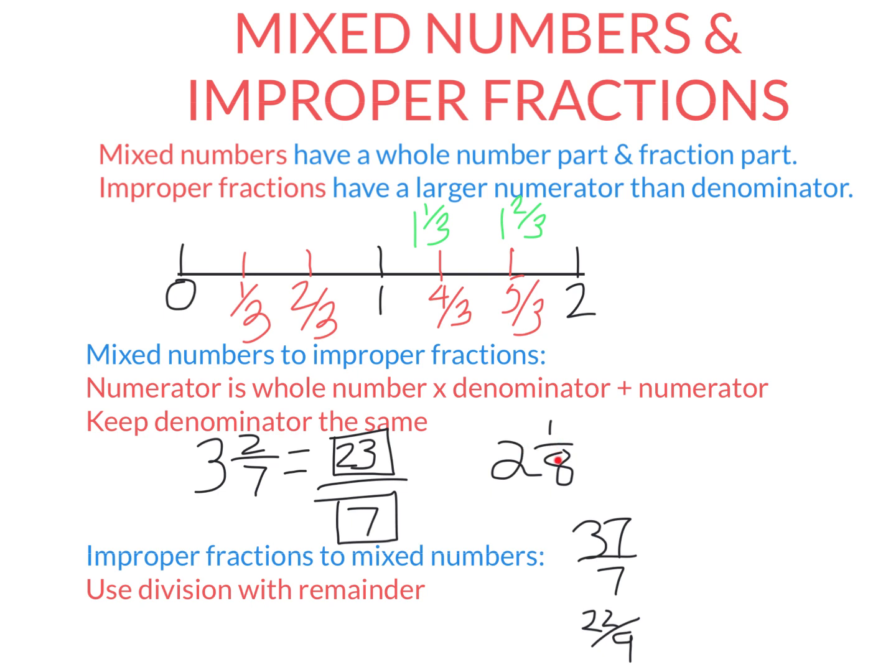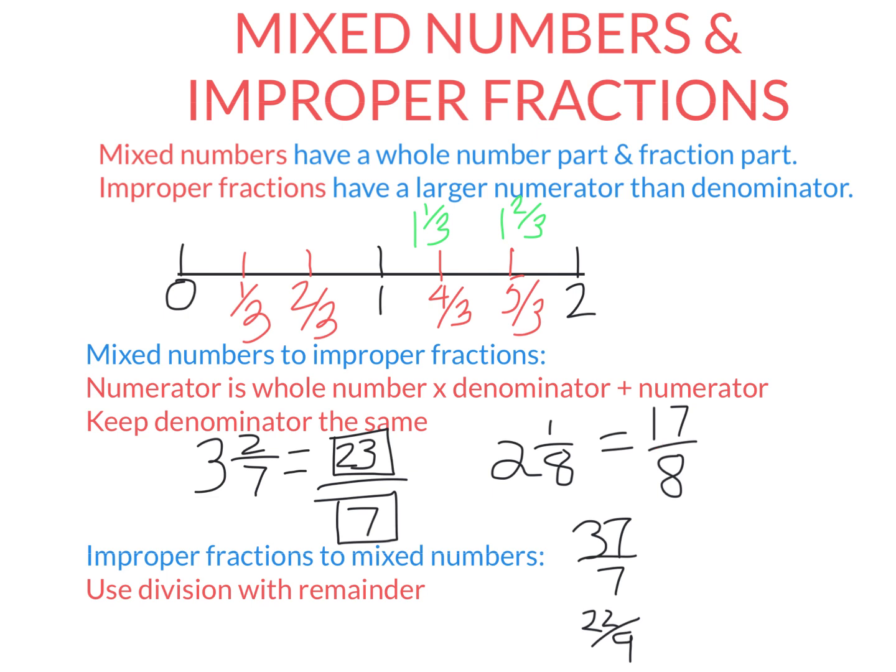So for 2 and 1/8, the numerator is 2 times 8, 16, plus 1 is 17, and we keep the same denominator. So 2 and 1/8 and 17/8 are both the same number. They're both equal to 2.125. Just like up here, they would occupy the same position on the number line. They are equal, just different ways of writing.